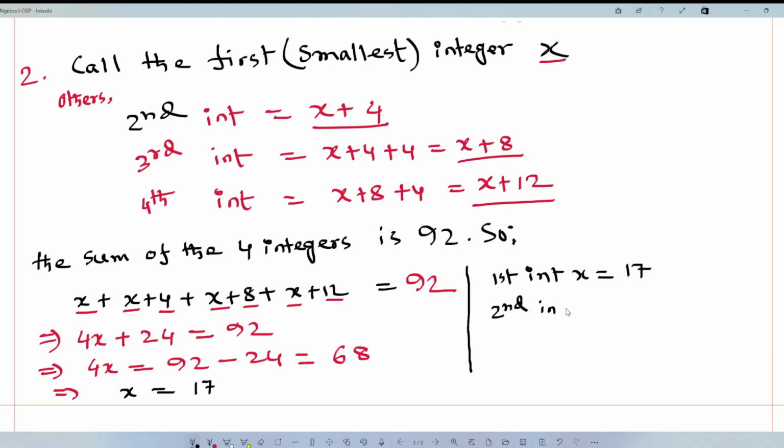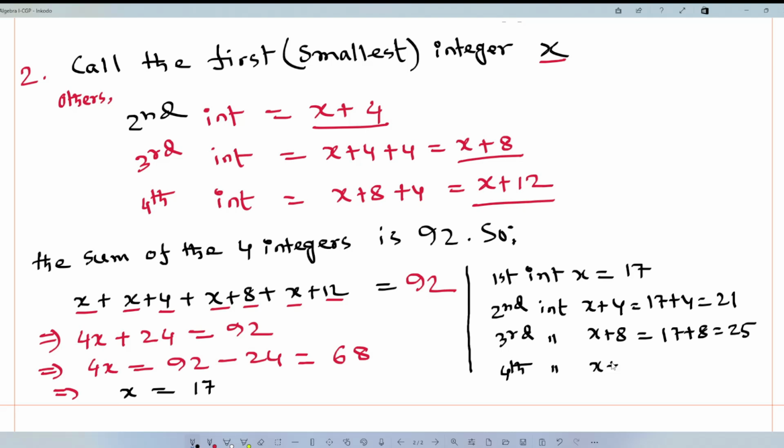Second integer, x plus 4 equals 17 plus 4, it means 21. Third integer x plus 8, x is 17 plus 8, it means 25. And the fourth integer x plus 12, it means 17 plus 12, it means 29.